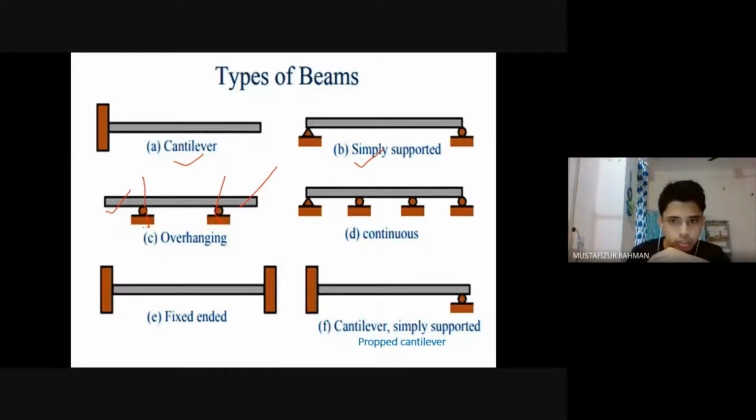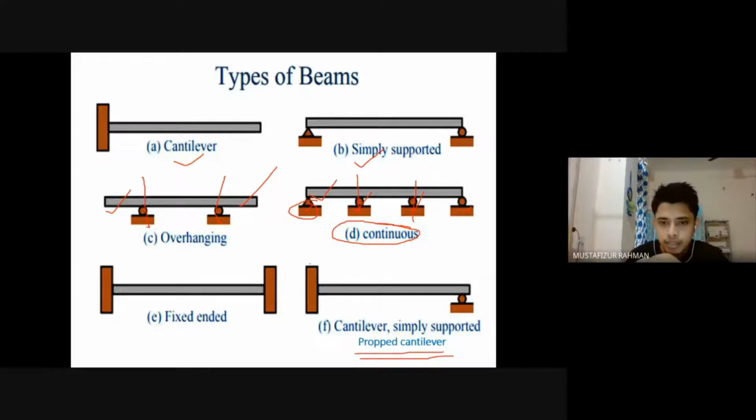Now this is called continuous. Why? Because this member is supported by more than two supports. Up to this point, it is supported by two supports. If there were no support here, then it would have been called overhanging, but it is not overhanging. There is another support here, another support here. So this member is continuous. This member is fixed ended. Both ends are fixed. And this member is a propped cantilever.